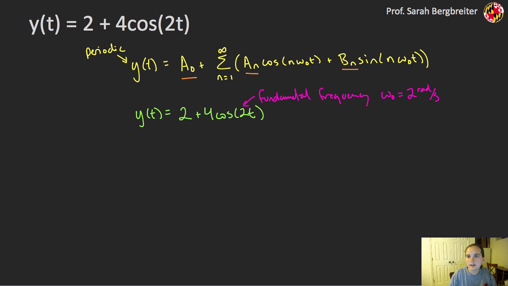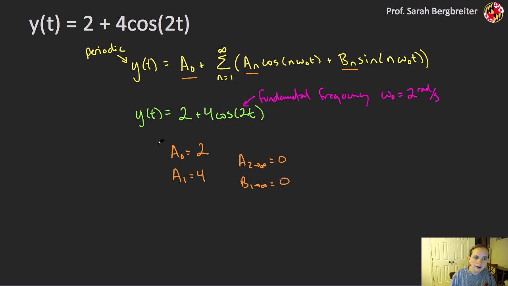And so then if I try to match up things here, I find that I only really have 2 coefficients in this particular signal. So I would have my a naught, which is my constant term. In this case that's going to be 2. And then my a1, I don't have any sine terms, so all of the b's are 0. So a1 will equal 4, right? And then all of the other a's are 0. So a2 through infinity are 0, and b1 through infinity are also 0.